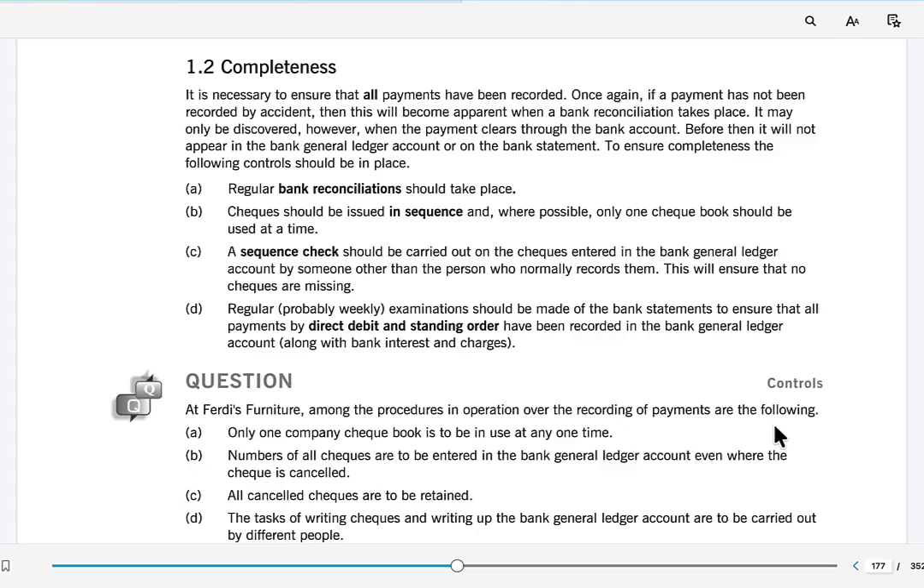Mistake 3. Students forget automatic payments. Standing orders and direct debits are easy to miss because nobody physically writes a check. So always mention bank statement checking for these.